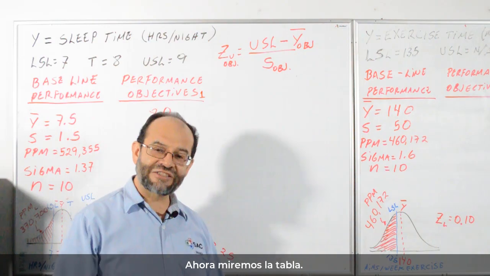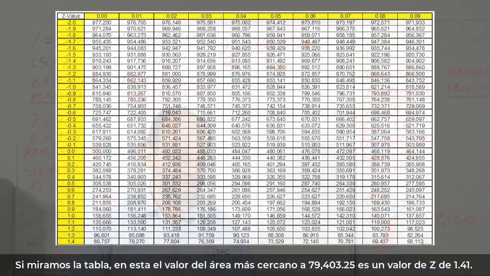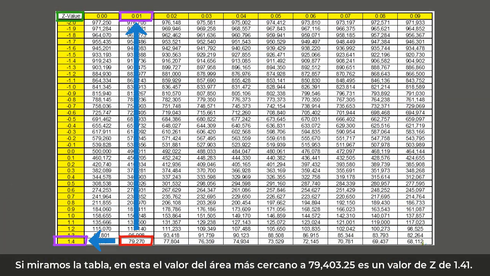So, let's take a look at the table. If we look at the table, for 79,403, the closest value is 1.41.